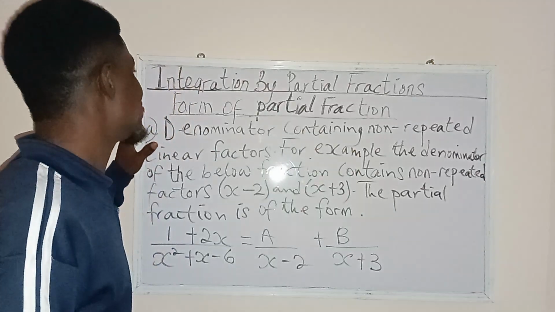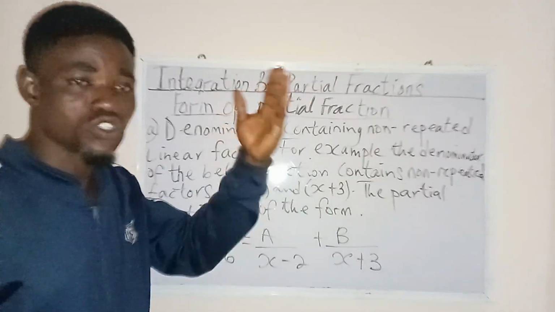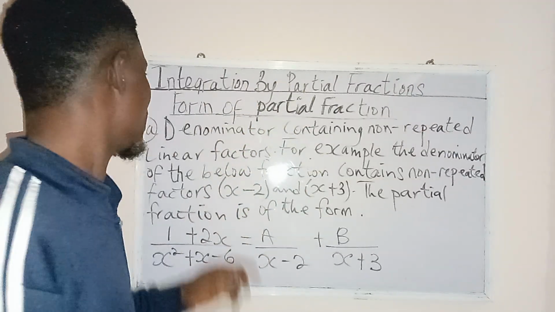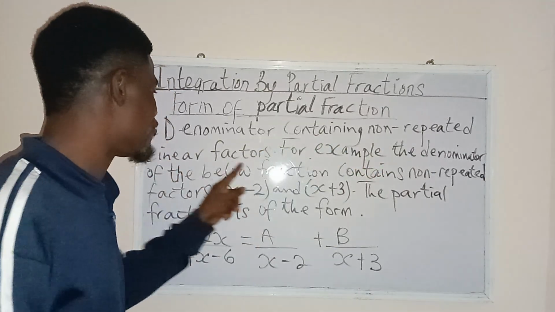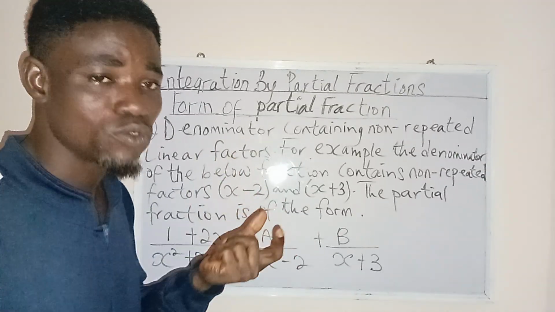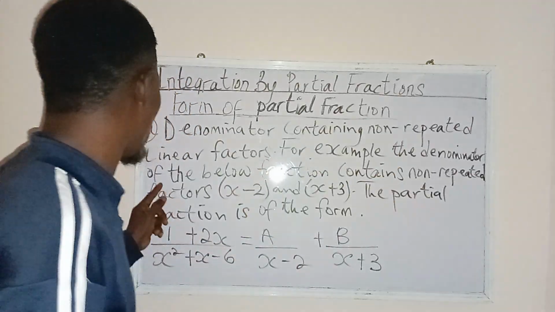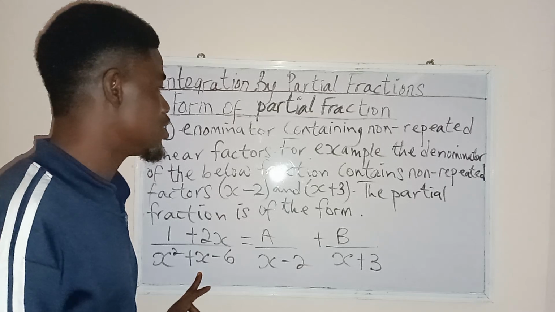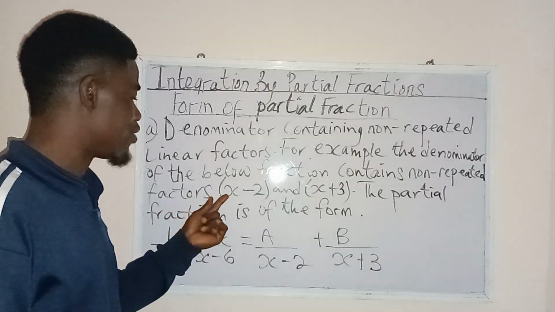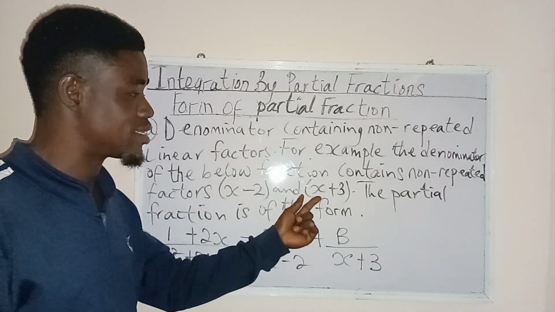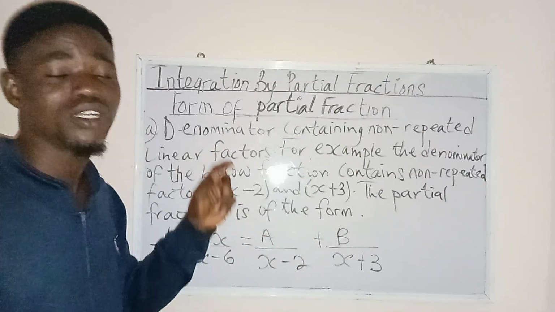Okay, now let's look at integration by partial fractions. We have some forms of partial fractions. The first one is the denominator containing non-repeated linear factors. When the denominator contains non-repeated linear factors, for example, the denominator of the fraction below contains non-repeated factors: we have x minus 2 and x plus 3. The partial fraction is of the form, that is when we have a non-repeated partial fraction.